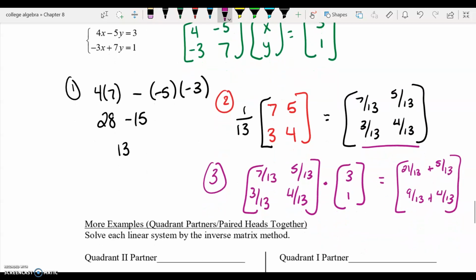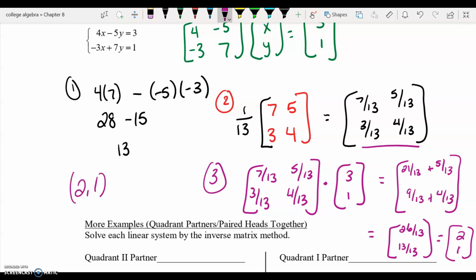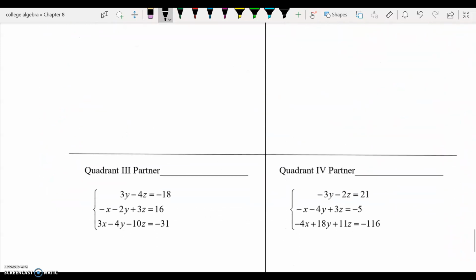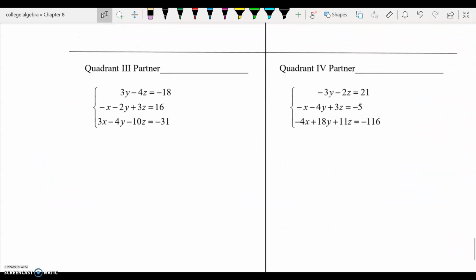So when you add those, I get 26 over 13 and 13 over 13, which translates into 2 and 1. The top one's going to be your x, the bottom one's going to be your y, so my answer is 2, 1. Again, you can use that online calculator to get to this step, guys, and then multiply it by the x and y. So if I gave you a 3 by 3, you can do the same thing.